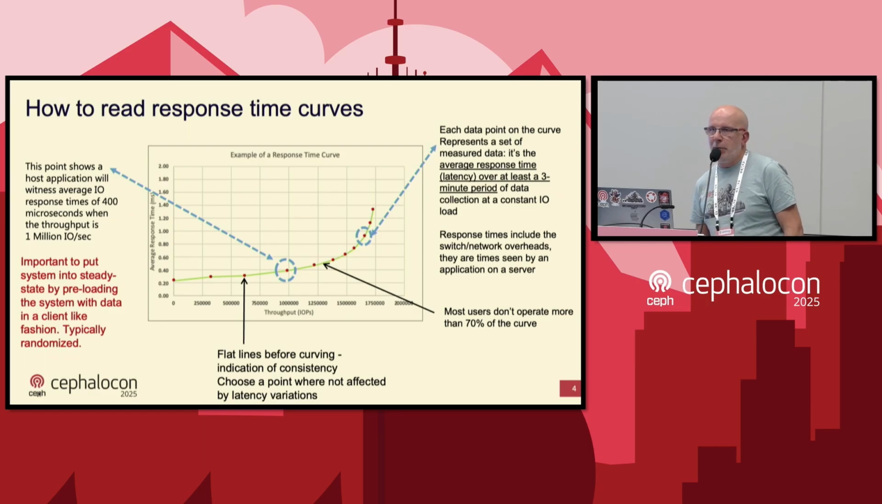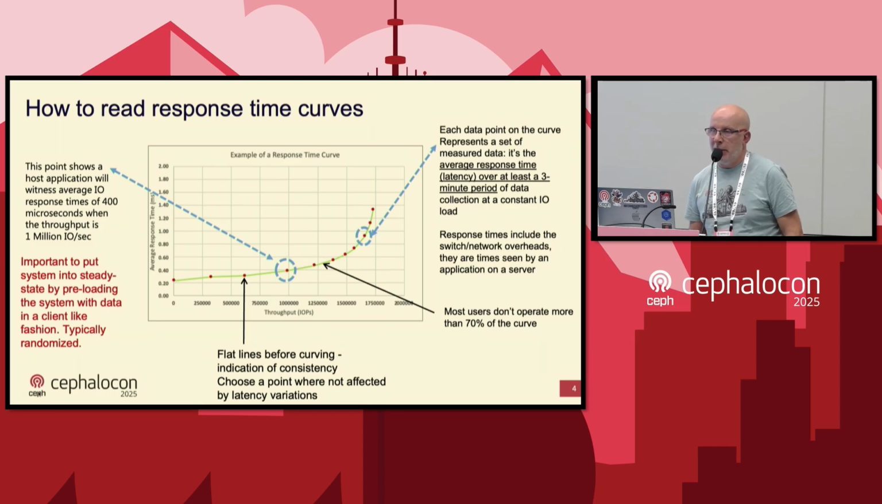Each data point essentially represents an average throughput for that duration, so typically around 3 to 5 minutes per point of the curve. But the response times include everything in the storage system: switch, network, overheads, and so on, from the application's point of view. So the shape of the curve is actually quite important, because it represents an indication of consistency.